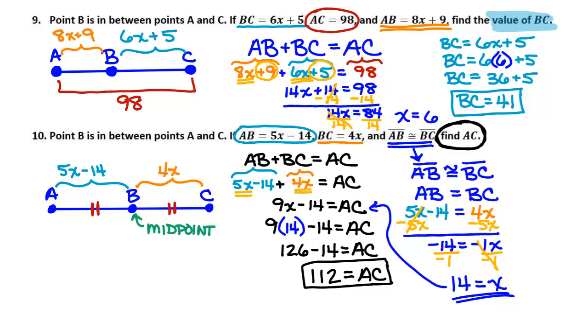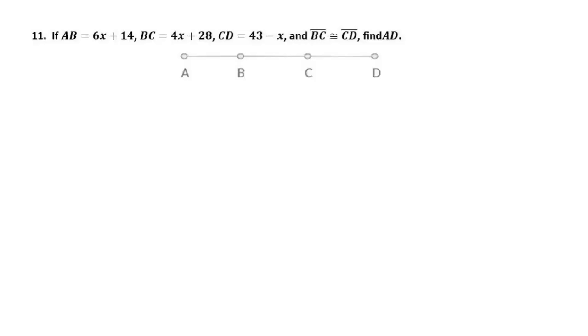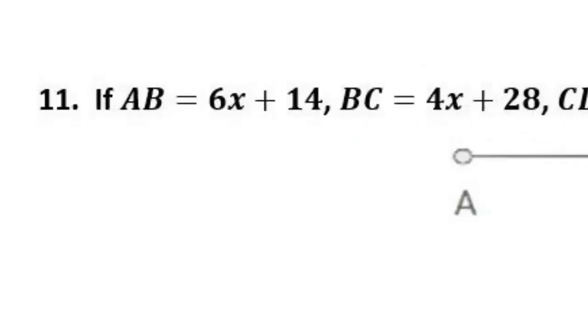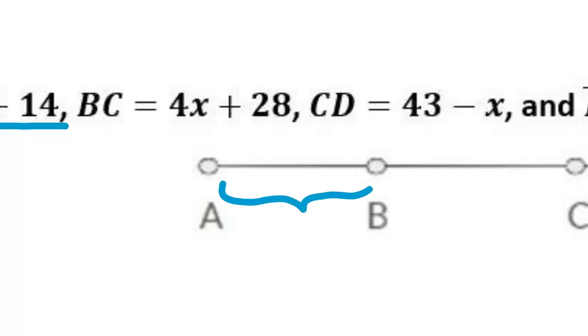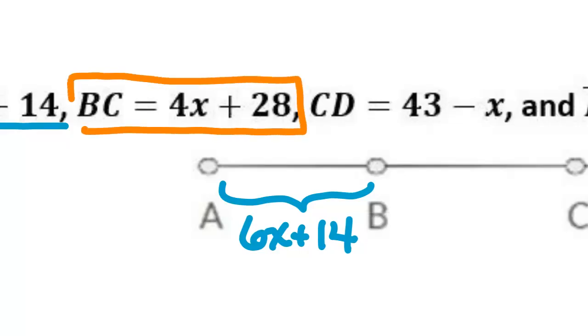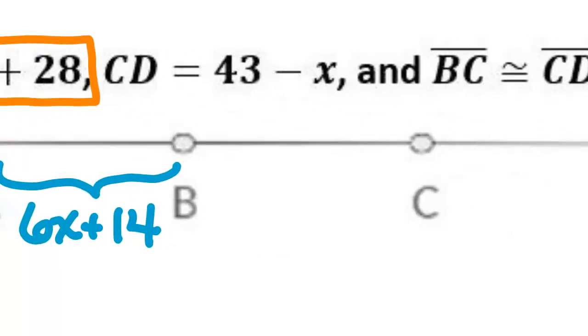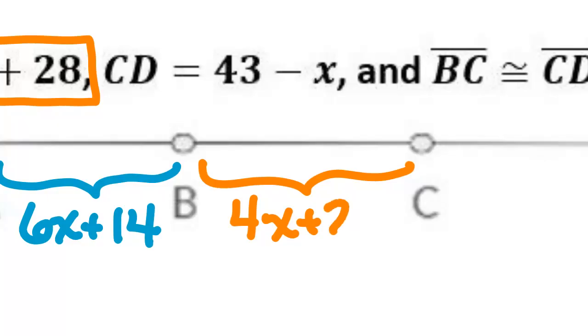Let's look at the very last problem that I've got on the docket for today, number 11. What did they give us this time? Yay, we got our line segment, we got our picture. We still need to go in and mark it up with all the information they gave us though. So the information they gave us to work with is that AB is 6x plus 14, so right here, 6x plus 14. BC is 4x plus 28, so right here, 4x plus 28.